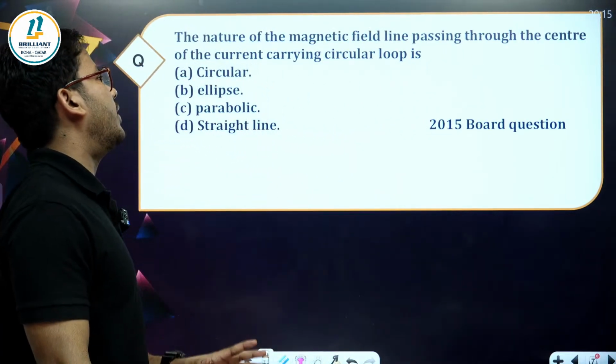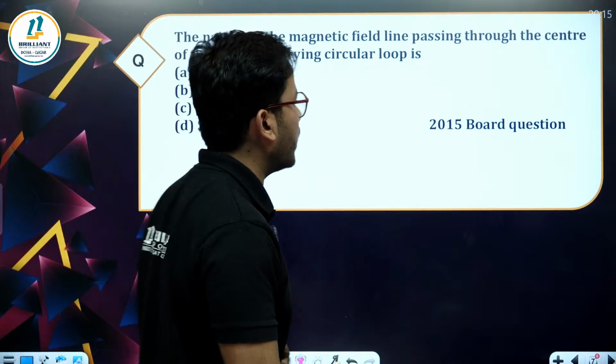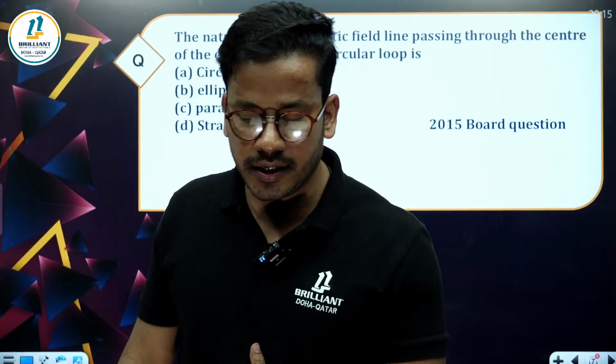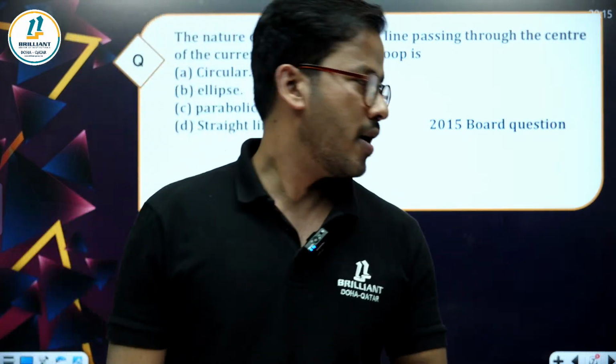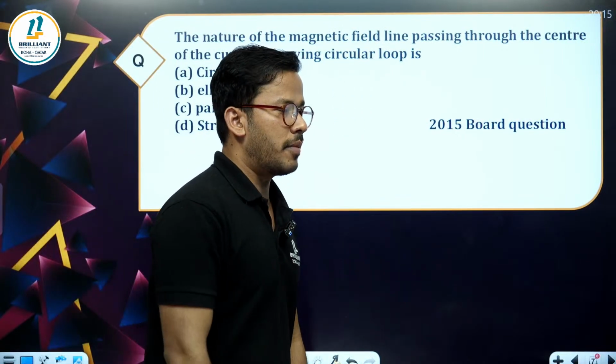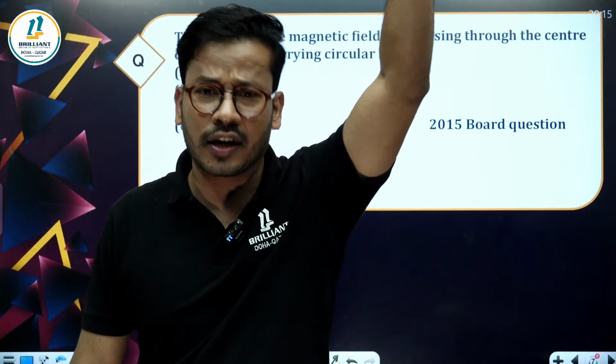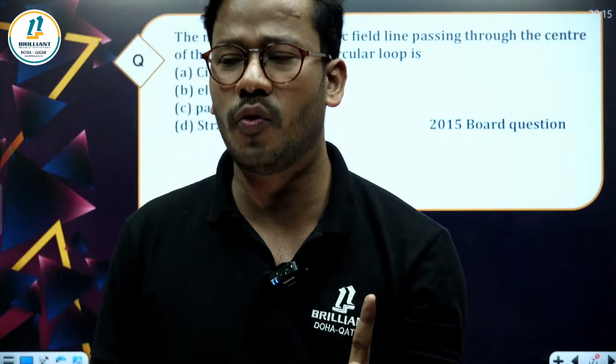The nature of the magnetic field line passing through the center of a current carrying circular loop. This time it is a loop, right? Try to answer. Recall what a loop was.